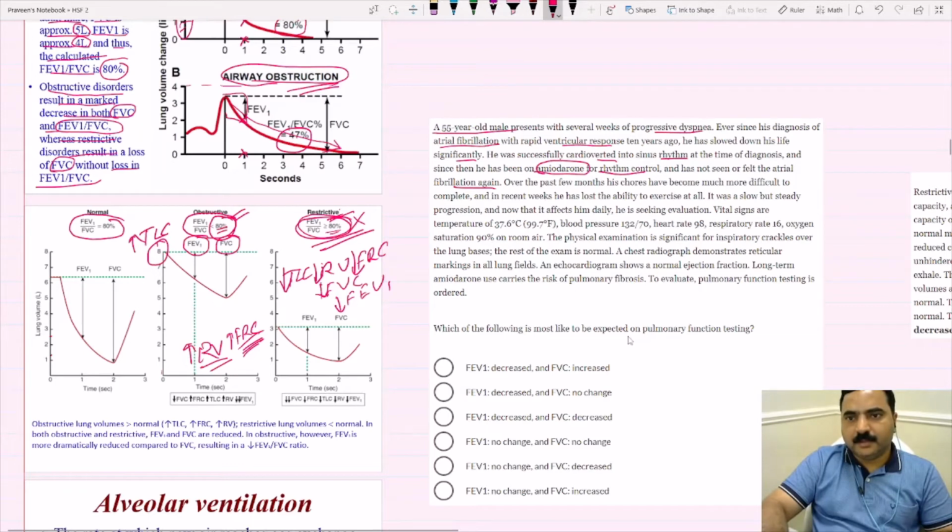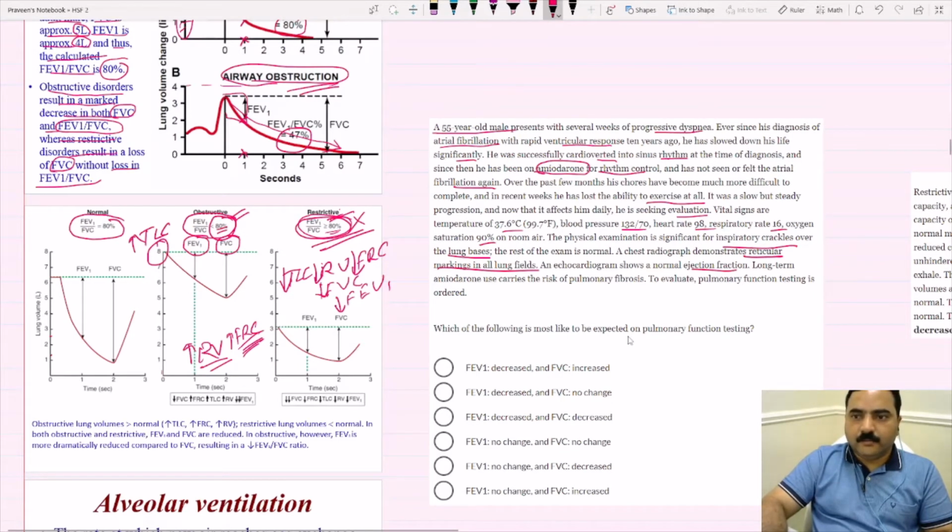Over the past few months, his course has become much more difficult to complete. In recent weeks, he has lost the ability to exercise at all. It was a slow but steady progression, and now that it affects him daily, he is seeking evaluation. Vital signs are normal: blood pressure normal, heart rate okay, respiration rate okay, oxygen saturation also okay. The physical examination is significant for inspiratory crackles over the lung bases. The rest of the exam is normal. A chest radiograph demonstrates reticular markings in all lung fields, and echocardiogram shows normal ejection fraction.